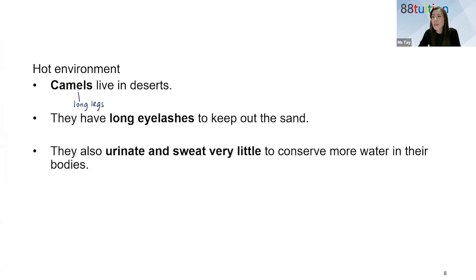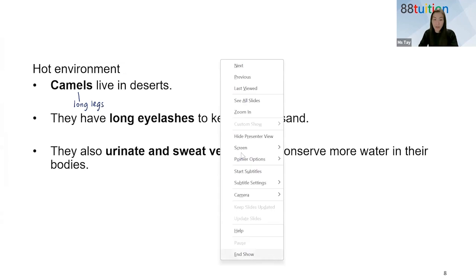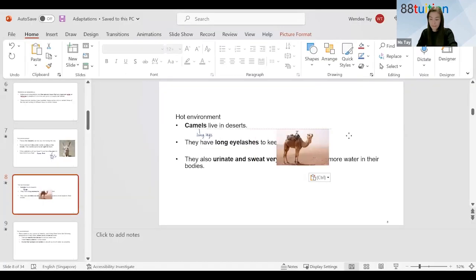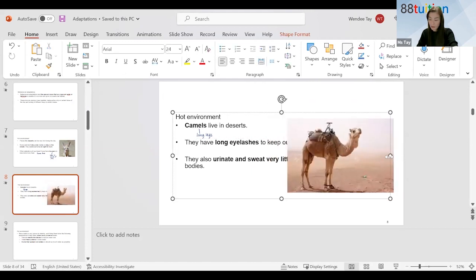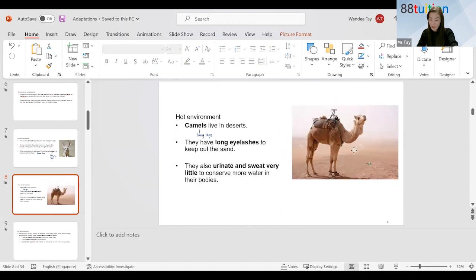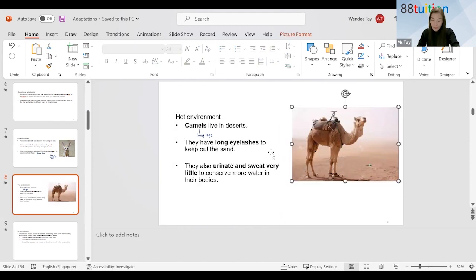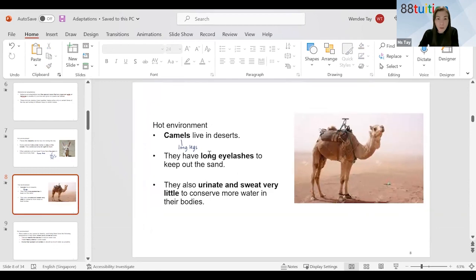Let me find an image of our dear camel. This looks like a nice one. Let me just show you. This looks like quite a nice diagram, nice picture. Camels have very long legs, long eyelashes. They urinate very little to conserve water. So what else about this? I said they have long legs, isn't it? What is the long leg for? Let me ask you.